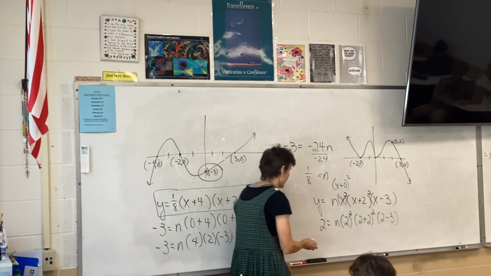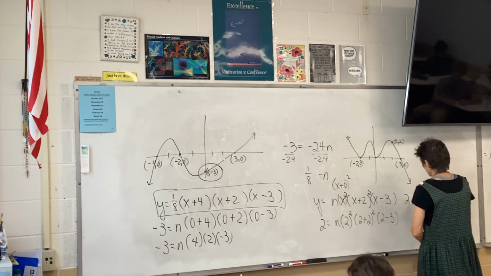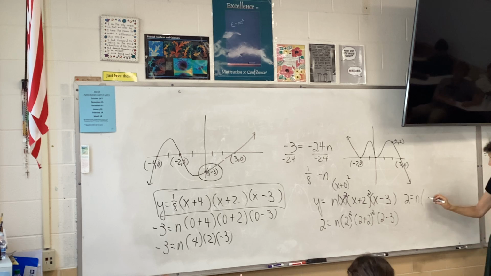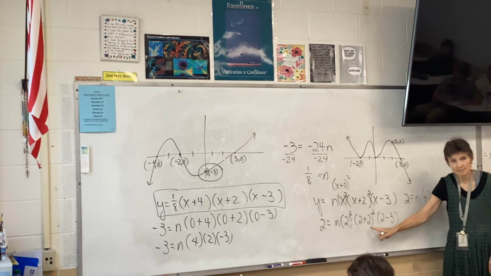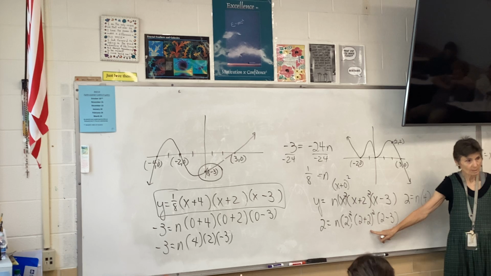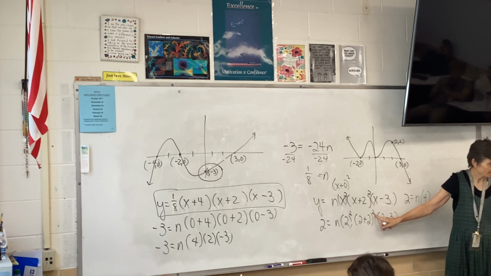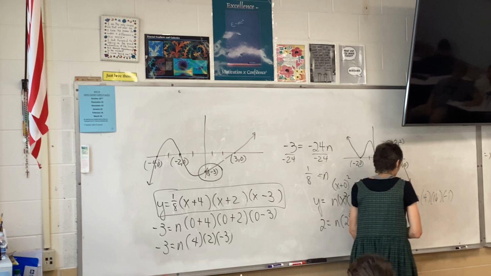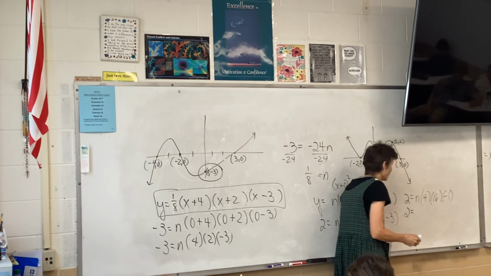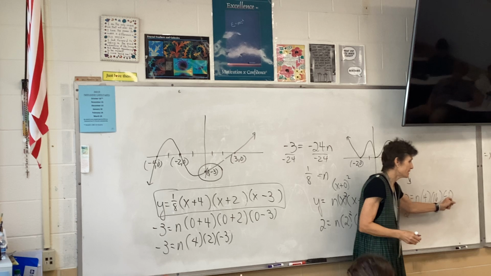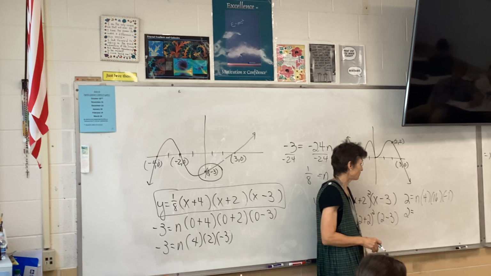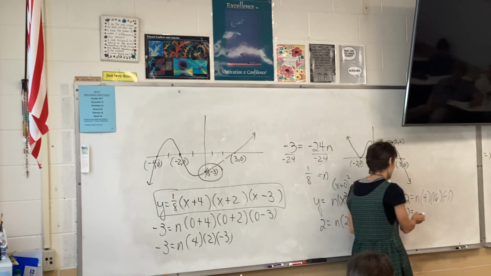And now we'll do the math. So 2 equals n times, all right, 2 squared is 4. 2 plus 2, 4, but squared is 16. And then 2 minus 3 is negative 1. So I have 2 equal to, all right, 4 times 16 times negative 1. Use the calculator if you need to. 4 times 16 times negative 1 is negative 64n.